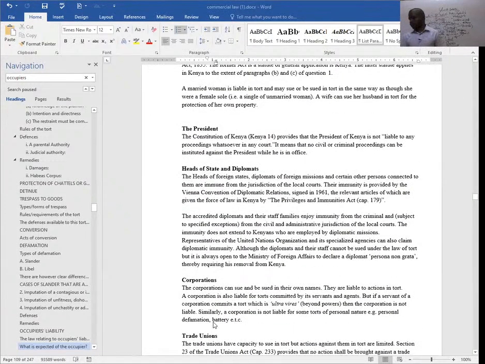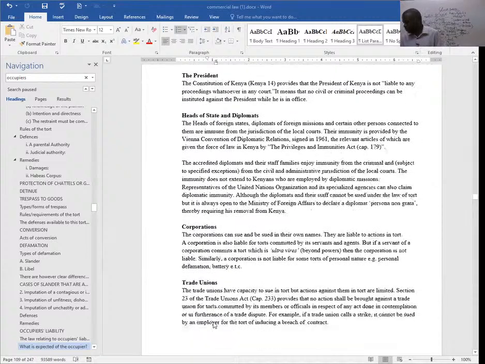Then corporations. Corporations, basically, we're talking about companies. These are recognized as persons under the law, so they can still be held responsible. Safaricom can sue Airtel for any wrongdoing by Airtel. Airtel, being a corporation, is not immune and cannot be exempted from the law of tort, or any wrong that they have committed against any other party.